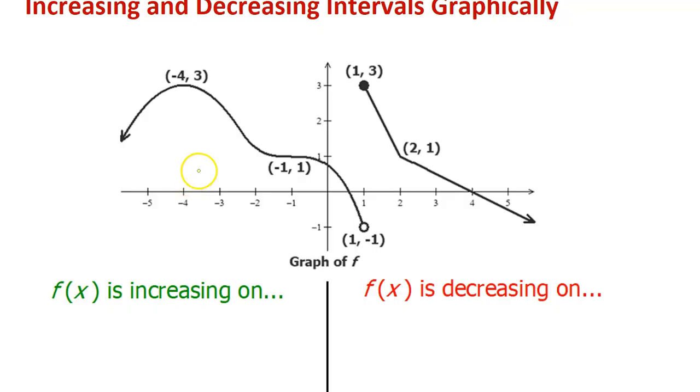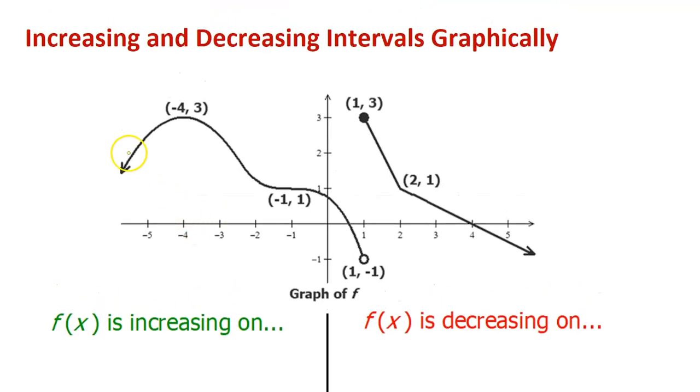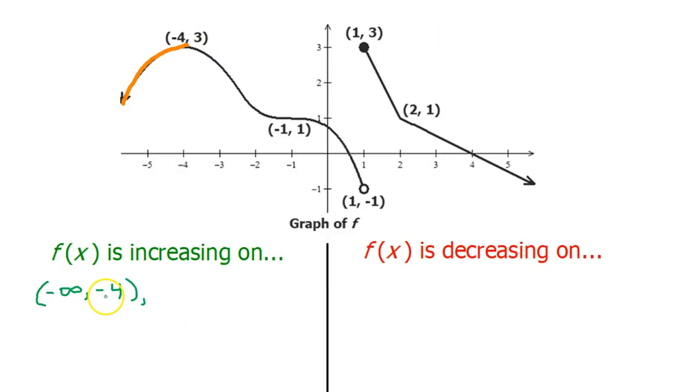If you are given the graph of f of x, it's easy to identify the intervals on which f of x is increasing or decreasing. For example, we can see that f of x is rising from here to here. That's the interval from negative infinity to negative 4. Then we can see that f of x is falling or decreasing all the way down to here.